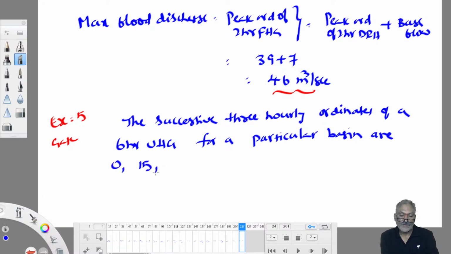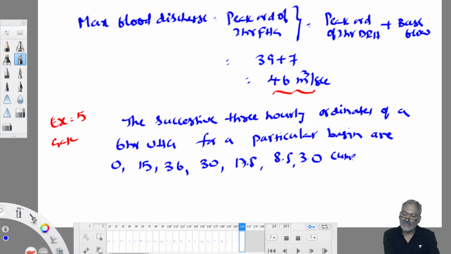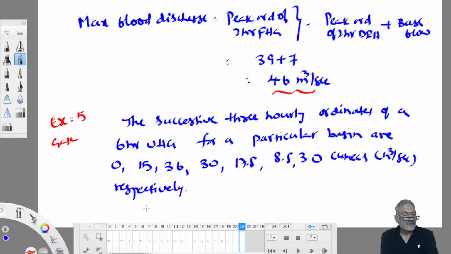Zero, 15, 36, 30, 17.5, 8.5, 3 cumecs respectively. Cumecs means meter cube per second. The flood peak observed due to a 6-hour storm is 150 cubic.